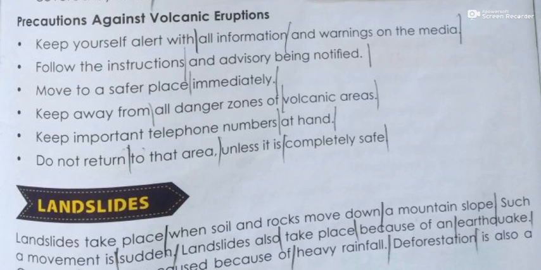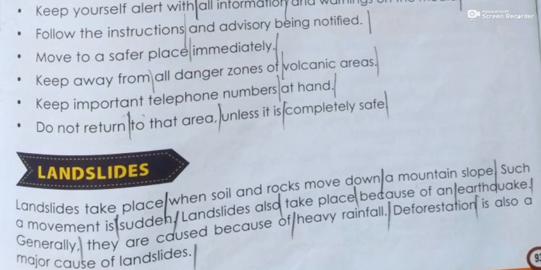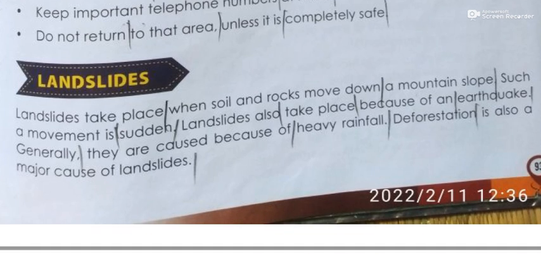We should know where the volcanic eruption will take place, so we have to leave that zone, that area, so that we can be careful. Keep the telephone numbers of emergency services handy. Do not return to that area unless it is completely safe. Once it happens, we should not return unless it is very safe to go.